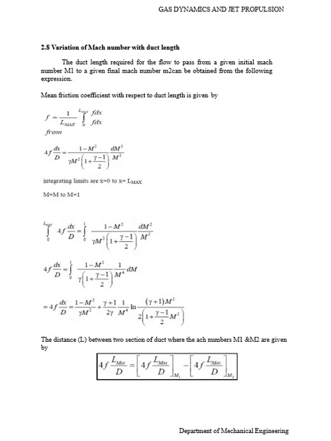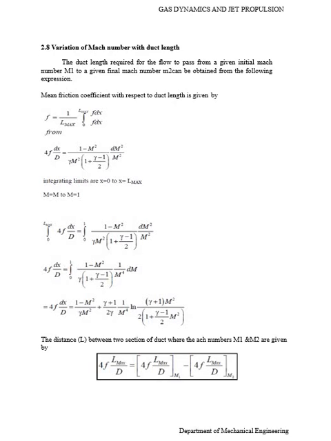This is the second video of Unit 2, flow through duct. The topic is variation of Mach number with the duct length. The duct length required for the flow to pass from a given initial Mach number M1 to a given final Mach number M2 can be obtained from the following expression.